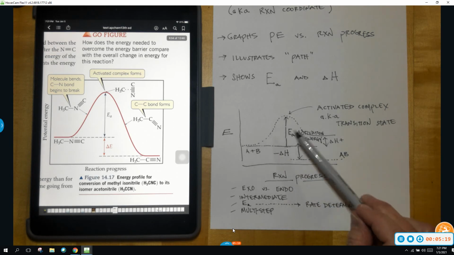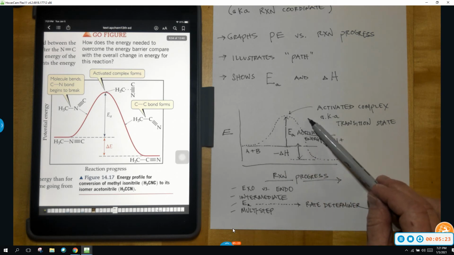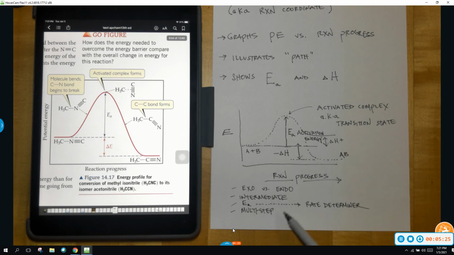Sometimes there'll be more than one bump. Sometimes there'll be a starting activation energy, then there'll be another one. Sometimes there'll even be another one after that. And the one that determines the rate is always the highest hill, because that's the one that takes the most energy. So watch for those things throughout these examples that I'm going to go through.